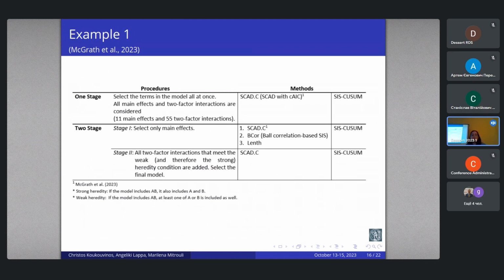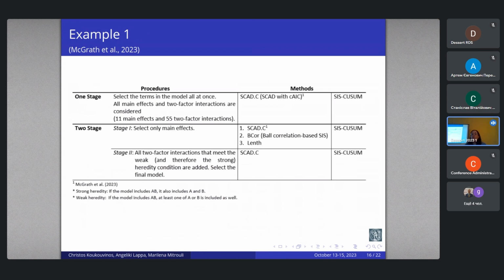Note that when we say weak heredity, we mean that if the model includes the A-B interaction, at least one of the A or B factors is also included in the model. If we say that we have strong heredity, it means that if the model includes the A and B interaction, it includes A and B as well.